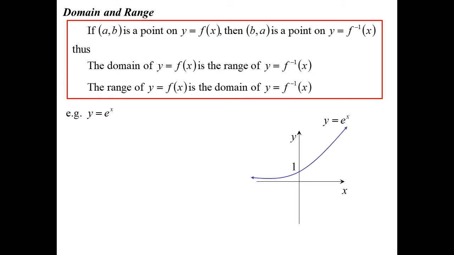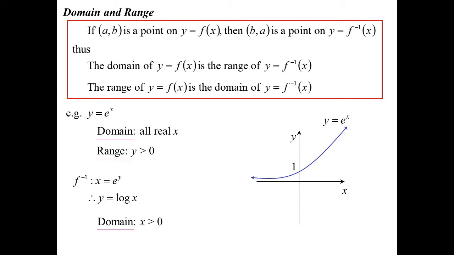Here's our basic exponential, y equals e to the power of x. We know its domain's all real x. We know the range is y is greater than 0. Swap the x and the y's. We've got x equals e to the y. Make y the subject. The opposite of the exponential is the log function. So we get y equals log x. The domain of that then should be the range of the original, so it'll be x is greater than 0, and the range should be the domain of the original one, so it should be all real y.